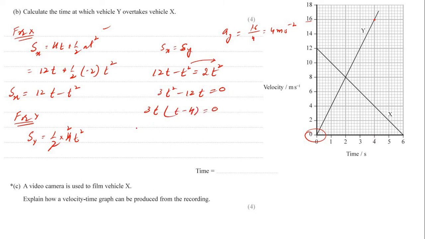3t, which is t equal to 0. And from the other factor, we have t is equal to 4 seconds. Now this is your answer, 4 seconds. So at 4 seconds, both vehicles are going to meet, and the vehicle Y is going to overtake vehicle X. That's how we can find it.